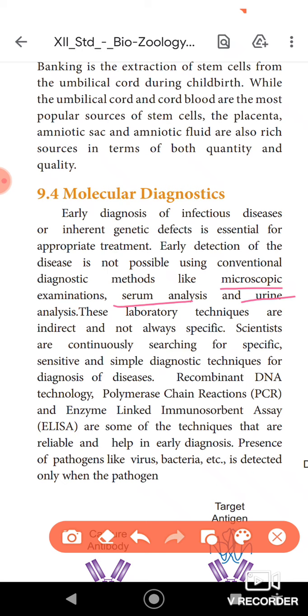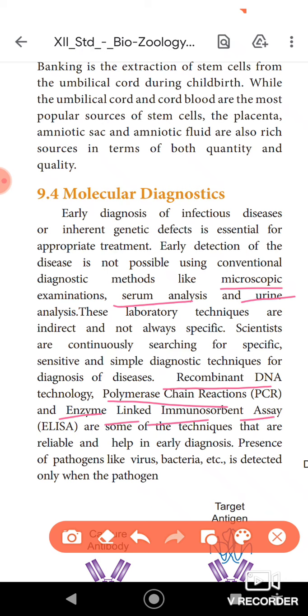So molecular diagnostic approaches have emerged. In recent molecular diagnostics, some of the technologies include recombinant DNA technology and polymerase chain reaction, which we are going to discuss in today's class, and ELISA. ELISA is abbreviated as enzyme linked immunosorbent assay.